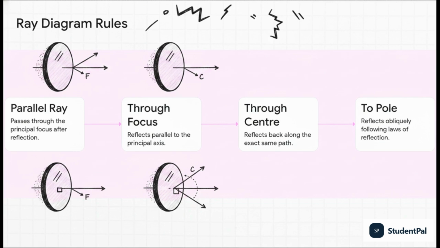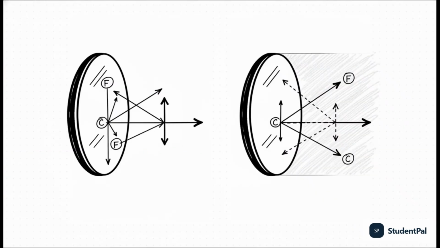Number 3, a ray passing through the center of curvature hits the mirror straight on at a 90-degree angle, which means it bounces right back along the exact same path. And number 4, a ray striking the pole at an angle just reflects back at that exact same angle, obeying your basic laws of reflection. Memorize these 4 moves and you are unstoppable. Those 4 rules are your universal language for mapping reflection. To figure out exactly where an image forms, you literally just pick any 2 of those 4 rays, draw them from the top of your object, and see where they cross paths after reflecting.